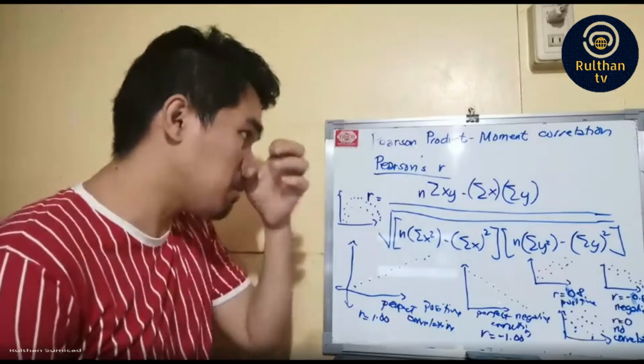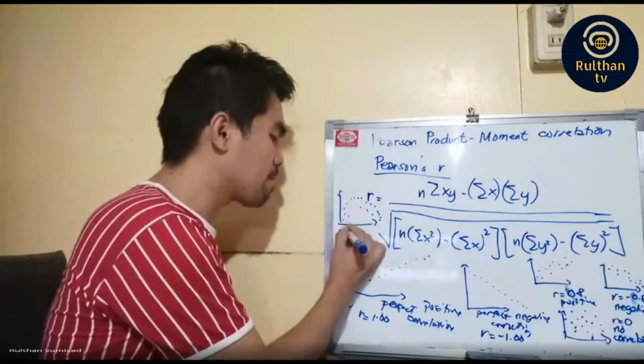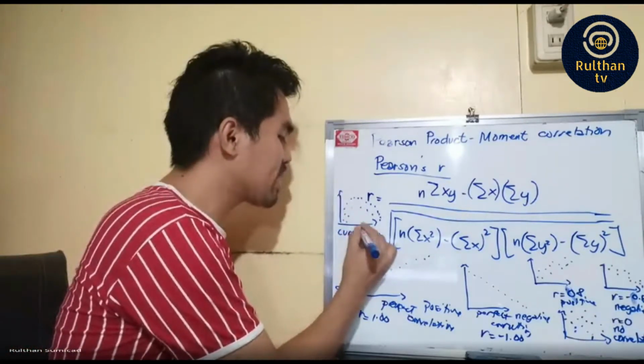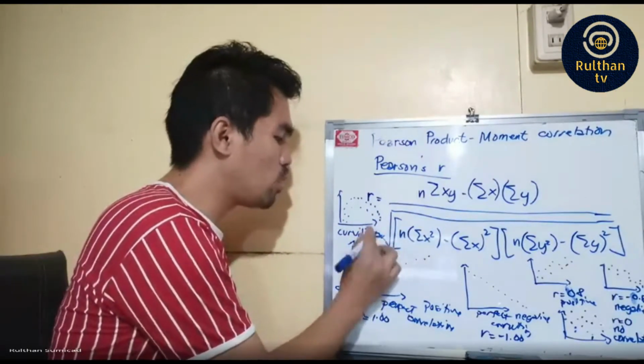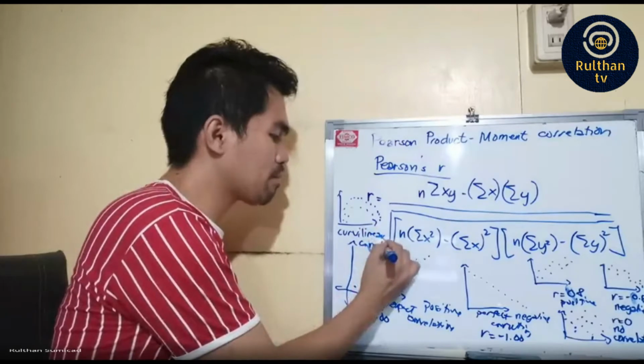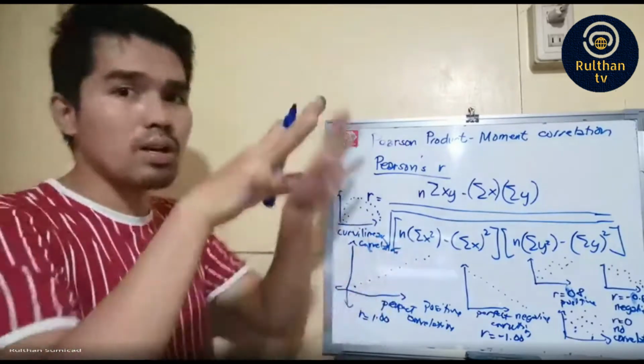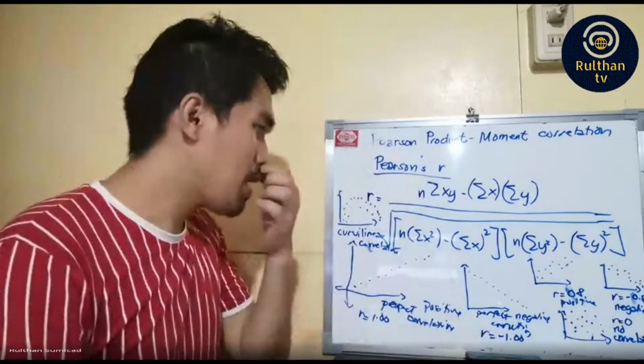So what are we into? How do we call this one? This is called a curvilinear correlation. So you notice there's a curve that is being produced out of this correlation here.